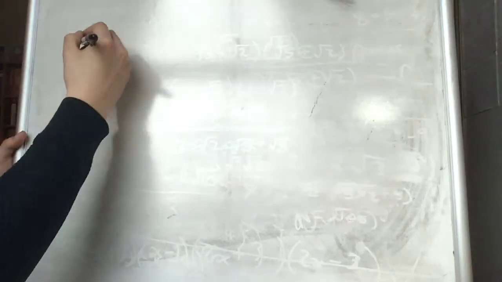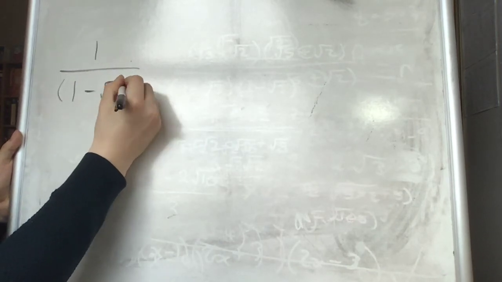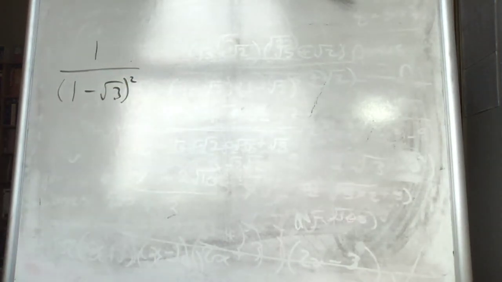So let's look at one final example. If we have 1 over 1 minus the square root of 3 squared, what do you think we're going to do? Now, if we work through this logically, it shouldn't be too much of a problem. So why not give it a go yourself, and when you're ready, continue with the video.